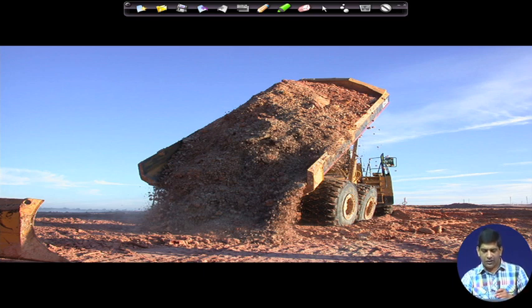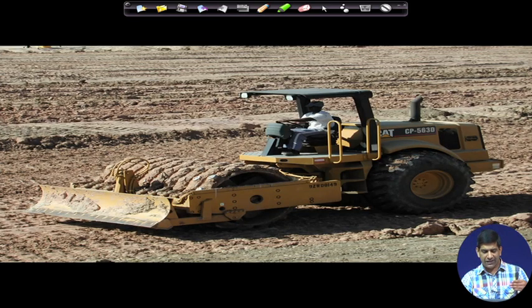If you don't have the clay in house, you bring the clay from outside. Here the clay is being driven to the site. This is a bentonite clay, and it is being dumped onto the site. Once the clay is dumped, you start compacting, because remember from the liner requirement, we need 2 feet of clay with permeability less than 10 to the power of minus 7 centimeter per second. To achieve that permeability and this 2 feet thickness, you bring this clay and start compacting it.